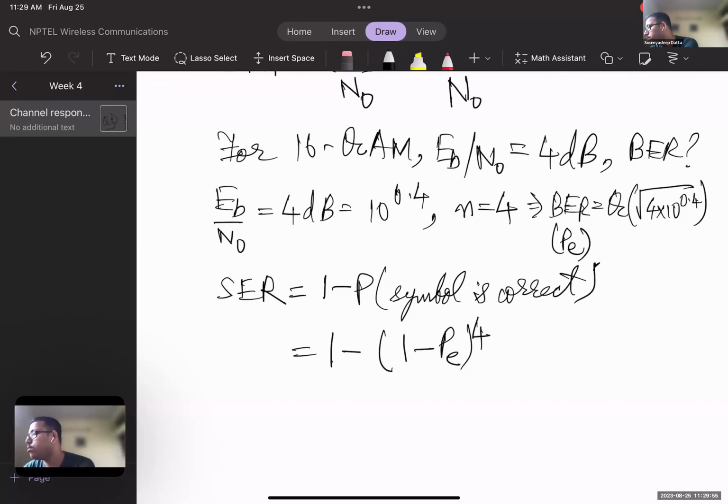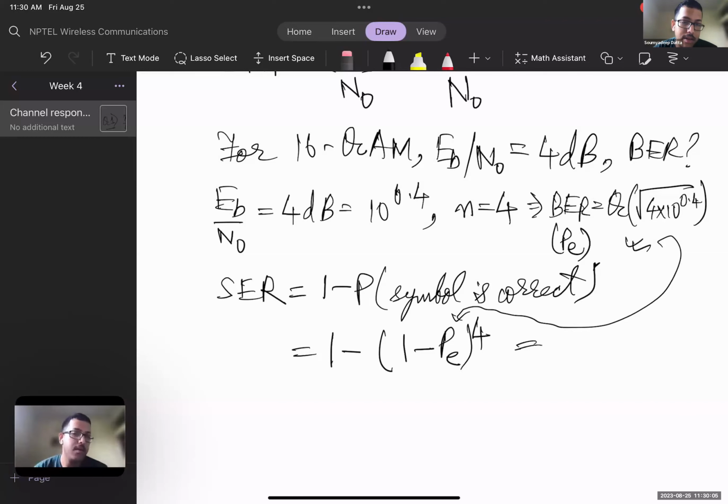And so P, the value of P, you have calculated from here. And so you will just put it here and then you will get your answer. You will get your symbol error. That's all there is. It's conceptual. It's just formula based. So that is one key concept.